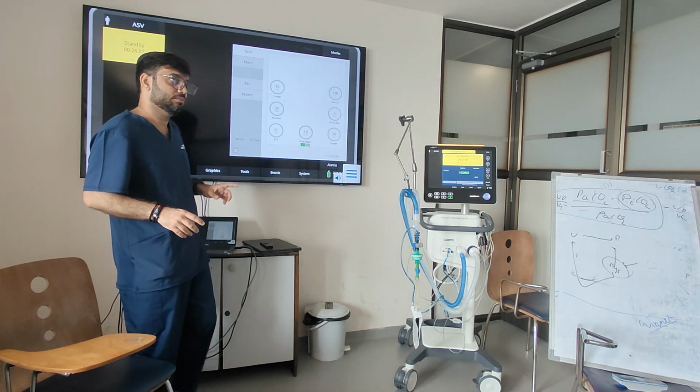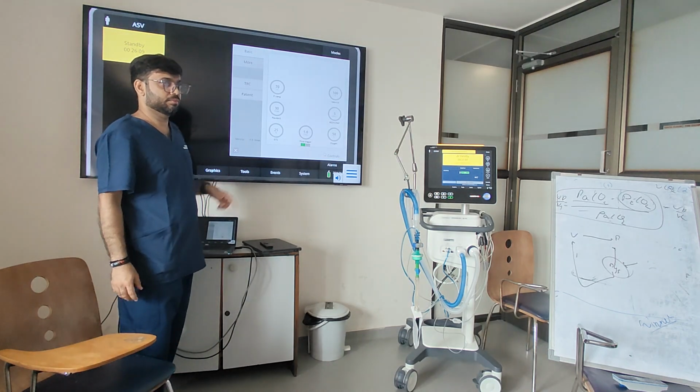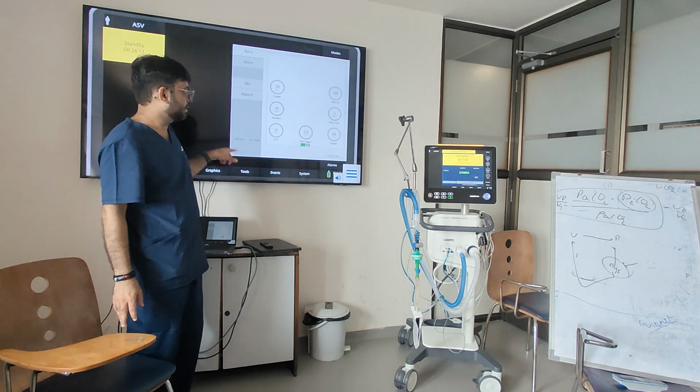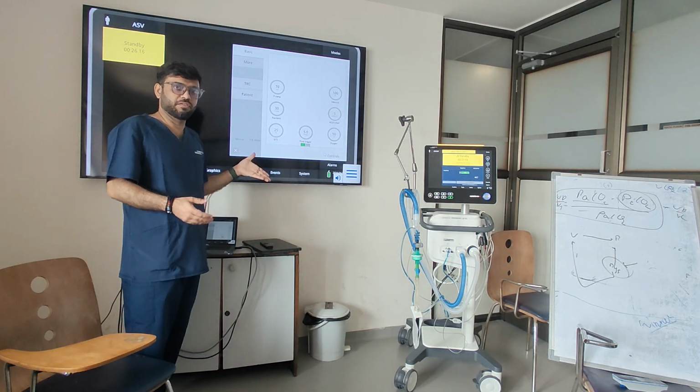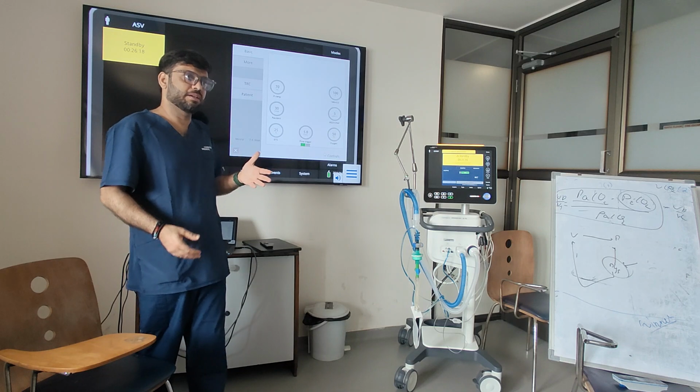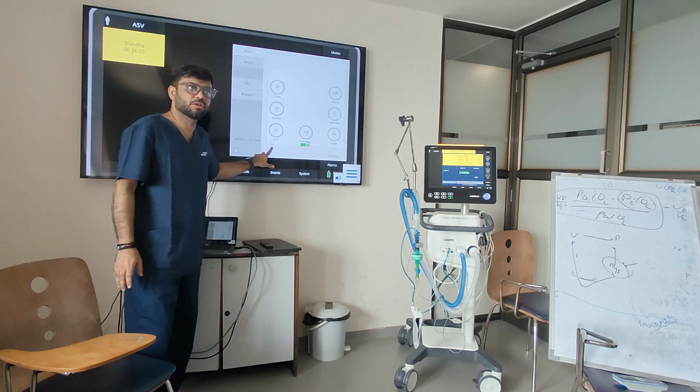So that minute volume is a percentage, not really a volume? Yes, it's a percentage of 7.5. So 100% is 75 into 100 ml per kg for adults, which is giving you 7.5 liters per minute.